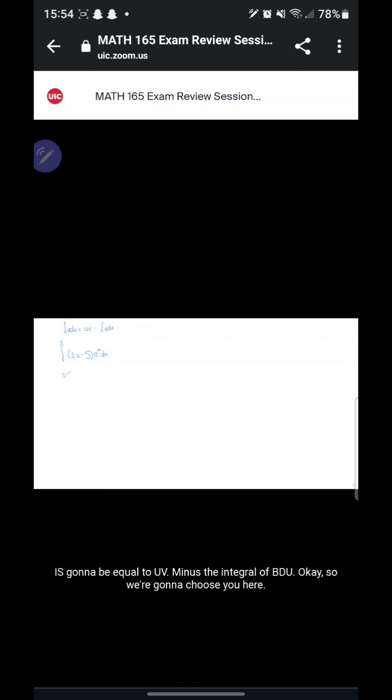Okay, so we're going to choose u here to be 2x minus 5. That makes du 2 dx. And that means we chose dv to be e to the x dx, and v is just going to be e to the x as well. Using this formula, this is going to be equal to u times v, or 2x minus 5 times e to the x, minus the integral of 2 e to the x dx, which is a lot easier to solve. We get e to the x times 2x minus 5, just getting rid of the parentheses, and then minus 2 e to the x plus c. Are there any questions about how I got from one step to another?